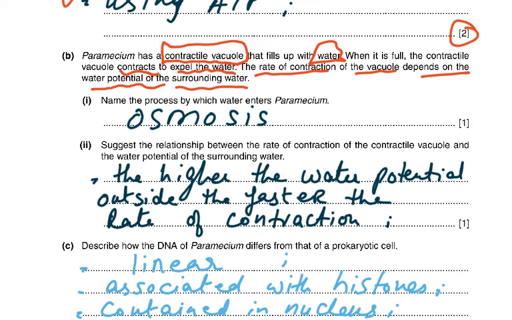Often my students come to me and say, Miss, the paper was nothing of what you taught us. It was a very general paper in which it was testing your knowledge of biology, not any direct questions. So suggest the relationship between the rate of contraction of the contractile vacuole and the water potential. So naturally in the question it has said that when it is full, so the higher the water potential outside, more water will be pumped in and the contractile vacuole has to work more.